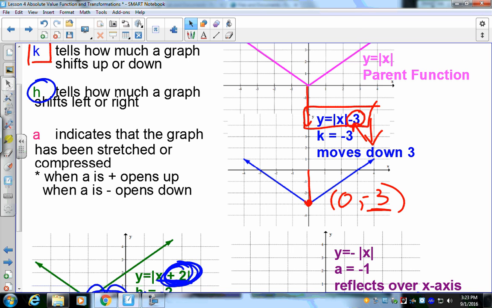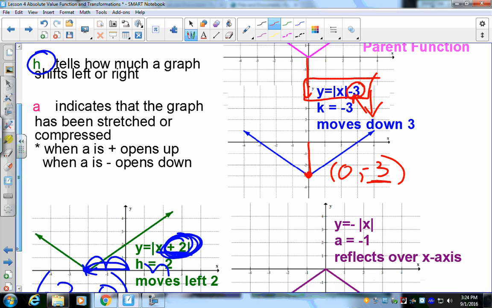A is a number that's being multiplied by the absolute value. And what that does, it affects the graph and how much it stretches up or out, or how much it's compressed. It changes the width or the dimension of our absolute value. Okay, it can make it tall and skinny or short and fat. Easiest way to think about it in absolute value is it's the slope.